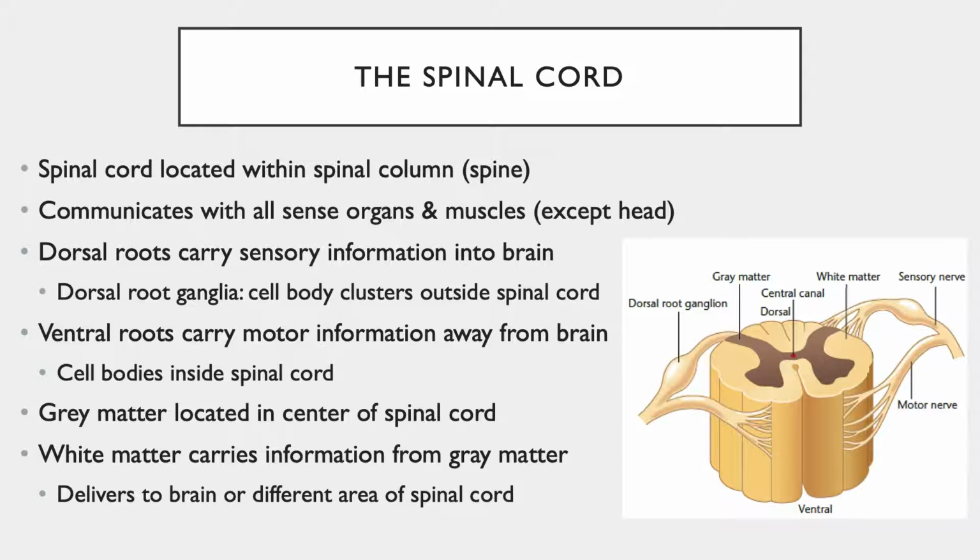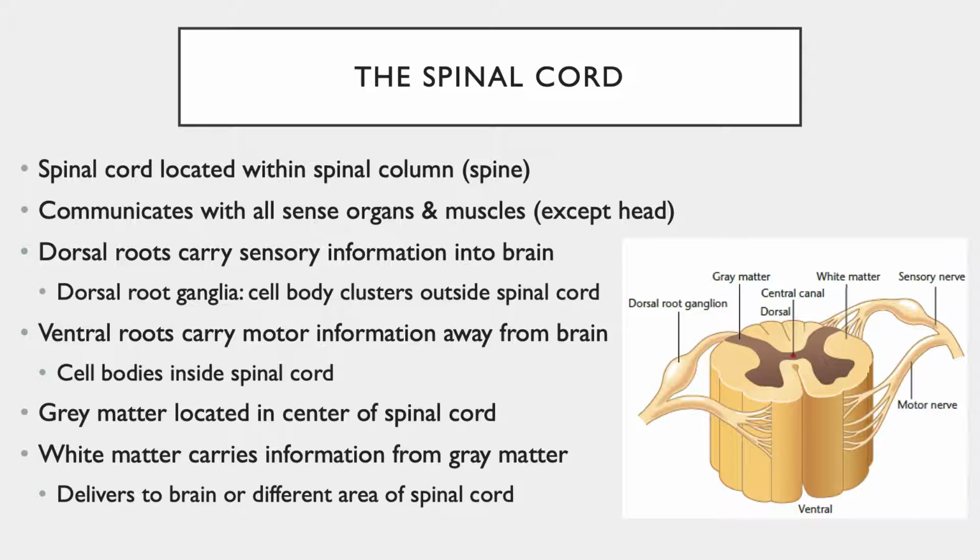Now, quick review. The dorsal roots carry sensory information, while the ventral roots carry motor information. Is the motor nerve closer to your chest or to your shoulder blades? The answer is your chest, because the motor nerves are located on the ventral side of the spinal cord, which we know is towards the stomach.